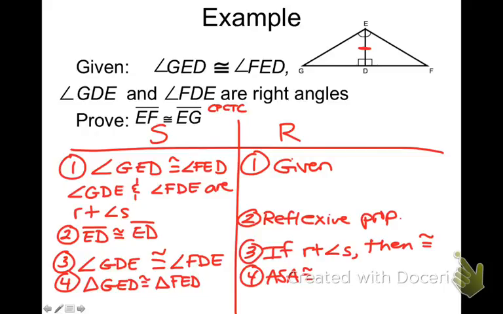Normally I would be done, but now my prove line wants me to prove that those segments are congruent. So now I'm just going to add a fifth line that says EF is congruent to EG because of CPCTC. So all of this is the same. These 4 steps are what you should have been able to do. Now we're adding a last step of CPCTC.